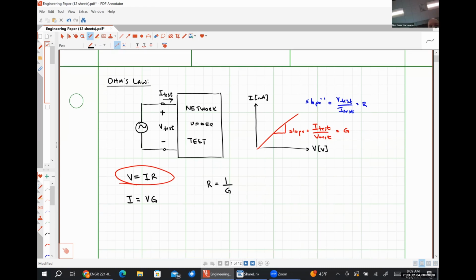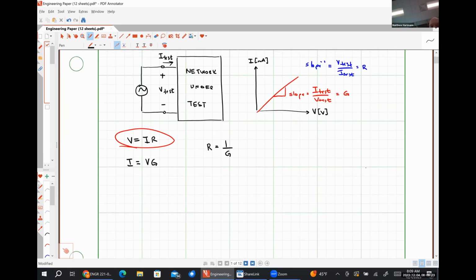So resistance R has units of ohms, where an ohm is simply 1 volt per amp, and conductance G has units of Siemens, like the German company, that has units of 1 amp per volt.